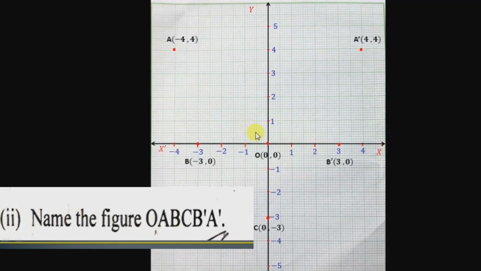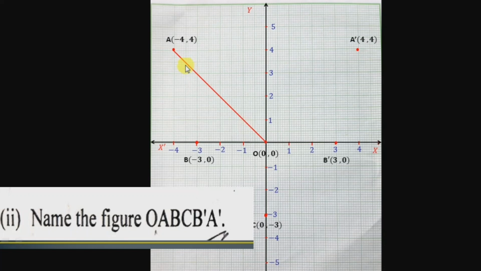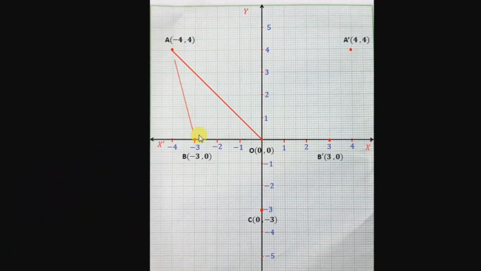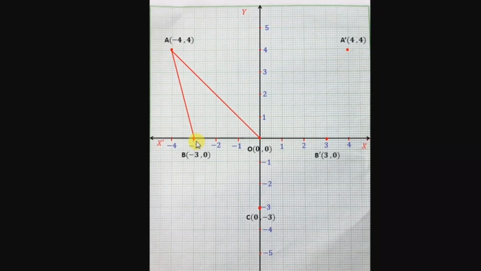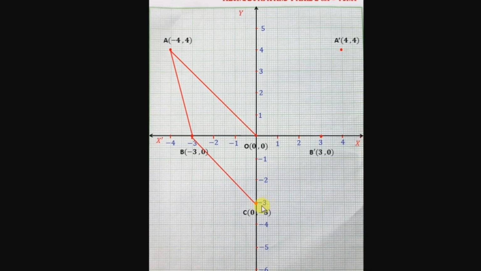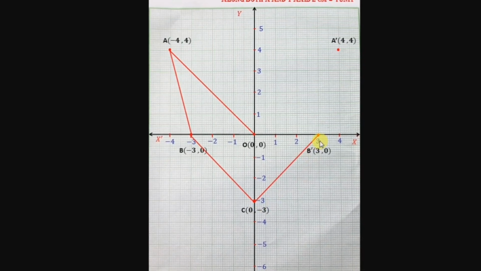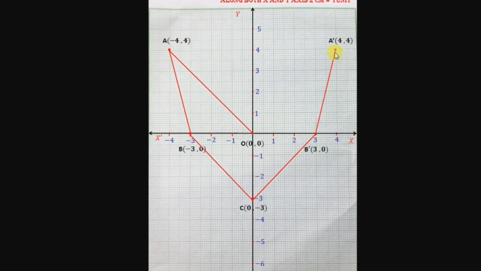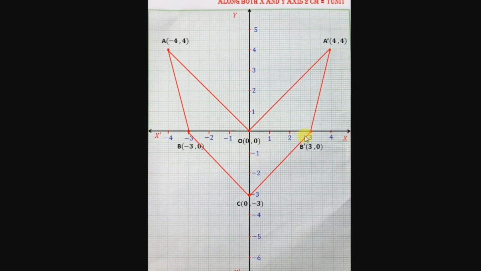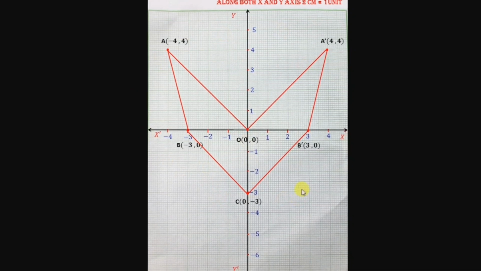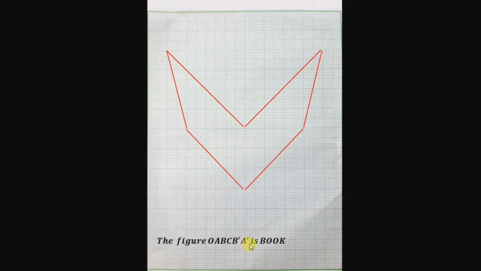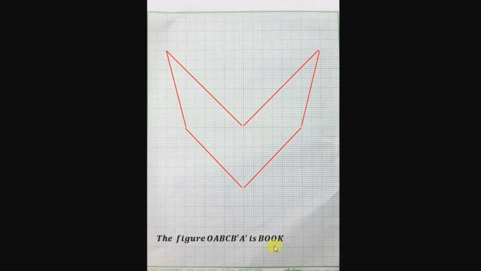Now name the figure OABCB'A'. So we need to name the figure. Let's join from O to A, then A to B, then B to C, then C to B dash, A dash, and A dash to O. So this is our figure. So the figure OABCB'A' is a book.